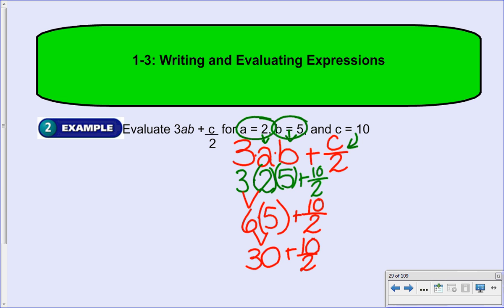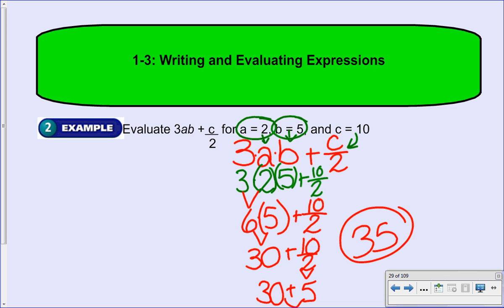Now I have to solve from here. I could do 30 plus 10, but that's not what I'm supposed to do first. I'm supposed to divide. You divide before you add. So 10 divided by 2 is 5. So I'm left here, when I rewrite it, with 30 plus 5, and that is 35. You should have had 35 for this one.